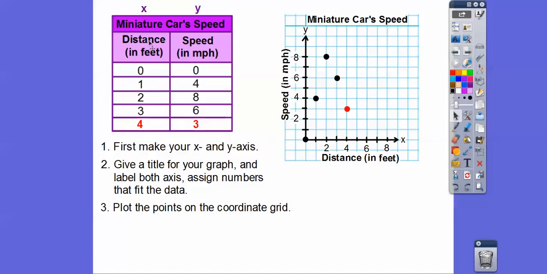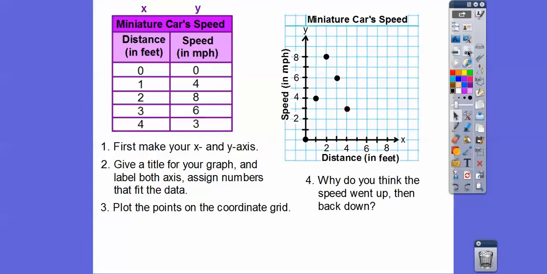Just make sure that this is your x, unless otherwise stated. Sometimes they might make you switch it and make this the x, but they'll specifically state it. And if they don't, assume this is our x column and this is our y column. And when you had a table where the numbers were going on top of each other like this in a row, then the top row would be your x and the bottom row would be your y right there.